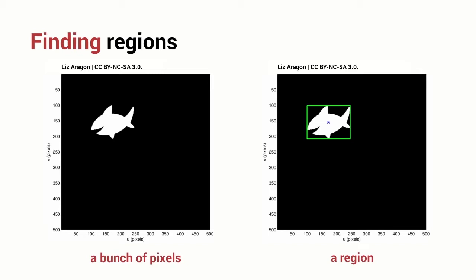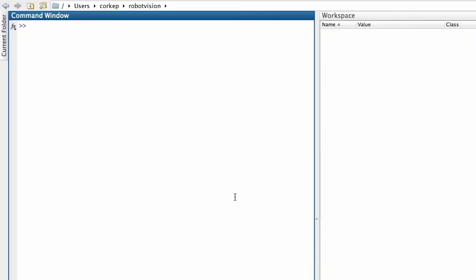So if we could do that, if for all of the white pixels in this scene, if we could somehow clump them together, then we would be able to find this coherent region, this object, and then we could begin the process of describing what it looks like and where it is within the image. Let's put this into practice.